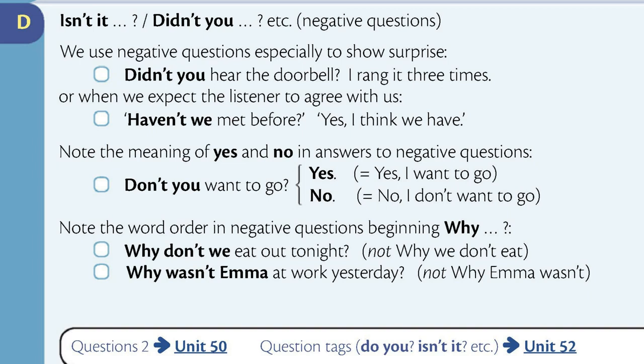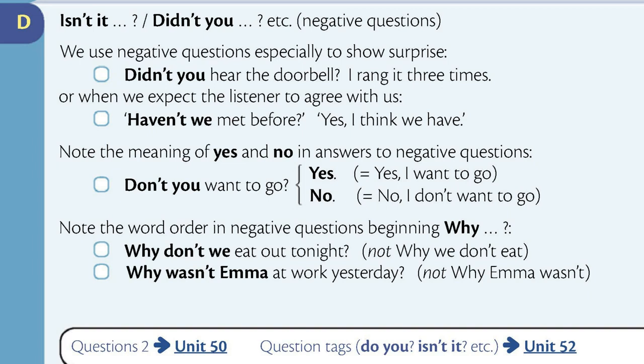Section D. Isn't it? Didn't you? Etc. Negative questions. We use negative questions especially to show surprise. Didn't you hear the doorbell? I rang it 3 times. Or when we expect the listener to agree with us. Haven't we met before? Yes, I think we have.